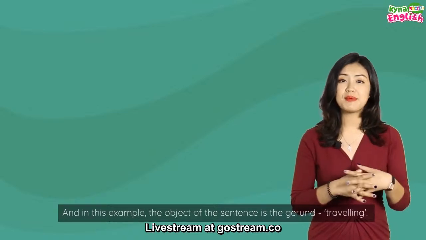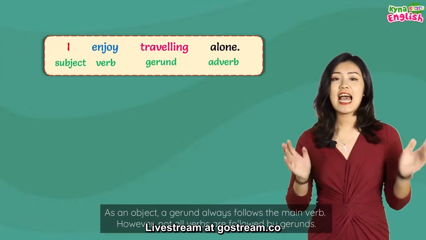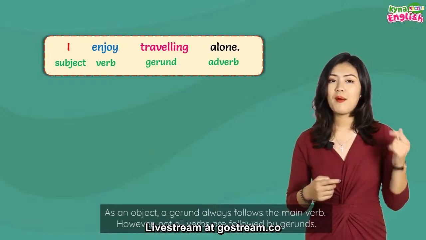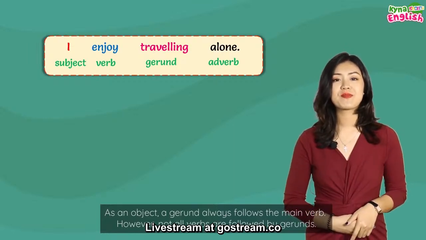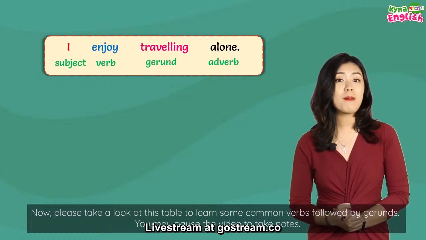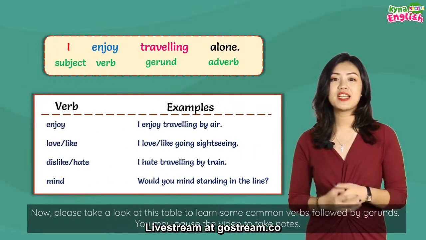And in this example, the object of the sentence is a gerund, traveling. As an object, a gerund always follows the main verb. However, not all verbs are followed by gerunds. Now, please take a look at this table to learn some common verbs followed by gerunds. You may pause the video to take note.